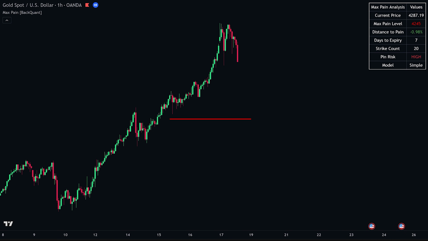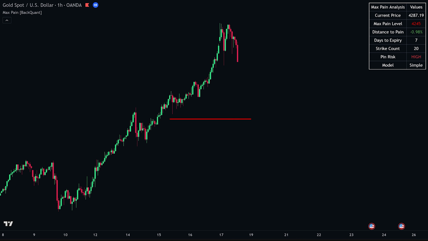You want to see price trading well above the red max pain line, showing the market is overextended and likely to pull back downward. Wait for a bearish candle to form and close clearly below a short-term high or structure zone. This confirms that sellers are taking control and the market is beginning to return toward the max pain level.